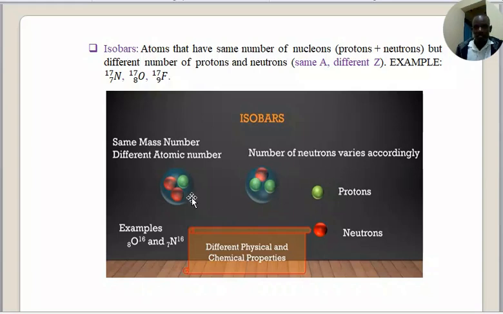You can see here we have the protons that are green and the neutrons that are red. Here the protons are different, and the neutrons are also different. But the mass number will always be the same. Like here, we have oxygen 16 and nitrogen 16, with the same mass number but different atomic numbers of 8 and 7.